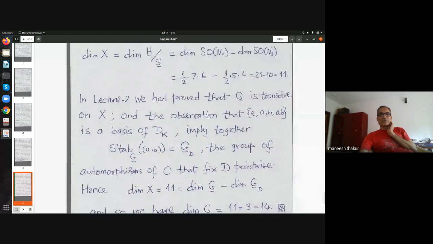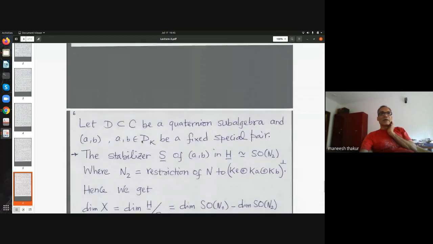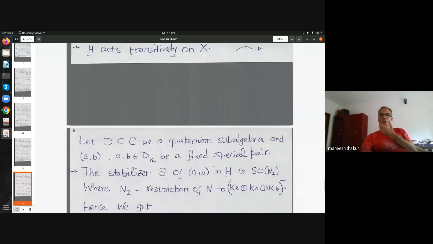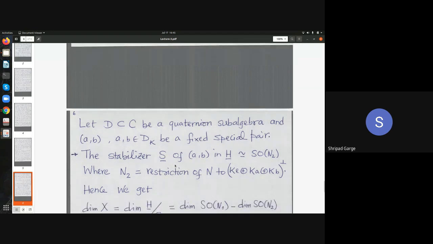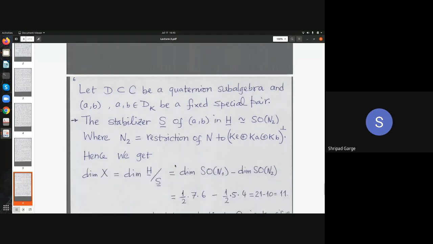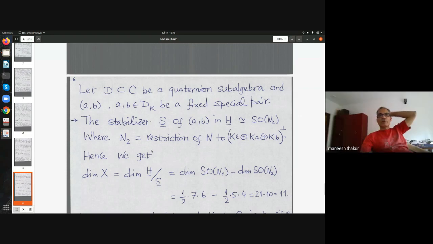So this half of the lecture I have covered. Any questions so far? Manish, can you please again tell how this stabilizer is isomorphic to SO N2? Meaning, if you take something in SO N2, how do we know it extends to some algebra automorphism? No, not algebra automorphism. S bar is the stabilizer of AB in H bar.